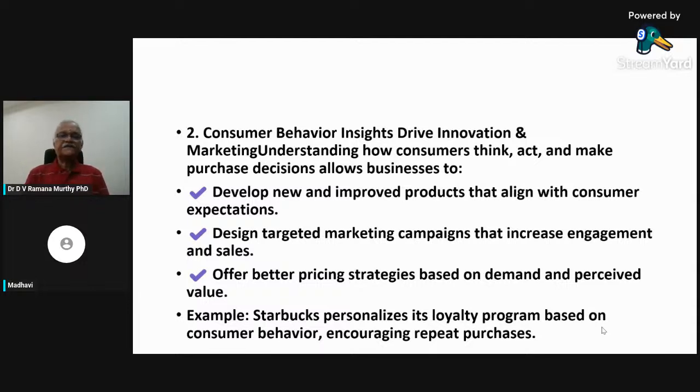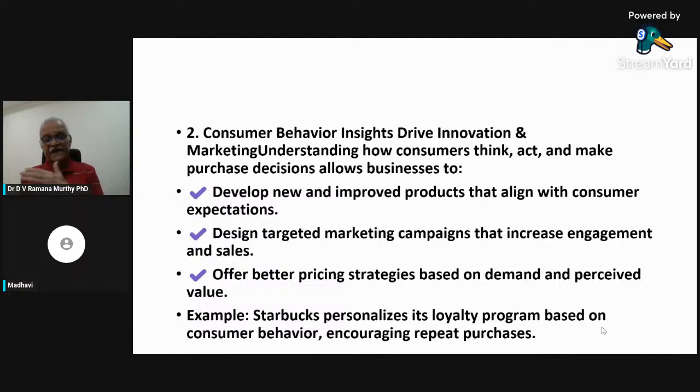The second important thing is, consumer behavior insights only can drive innovation, and whatever advantage you're going to have from product innovations, you need to understand consumers: how do they think, how do they act, how do they make purchase decisions, what are their behavior modes. So on development of new products or existing product improvements, or designing target market campaigns, advertisements, and sales promotional campaigns, or even price, or even a distribution network.